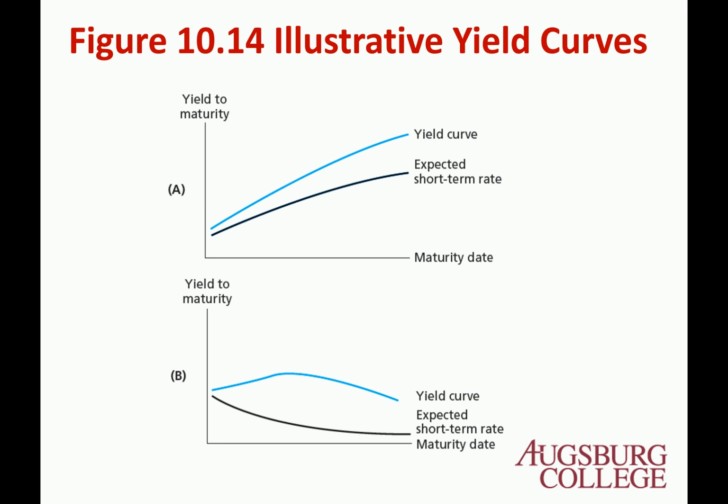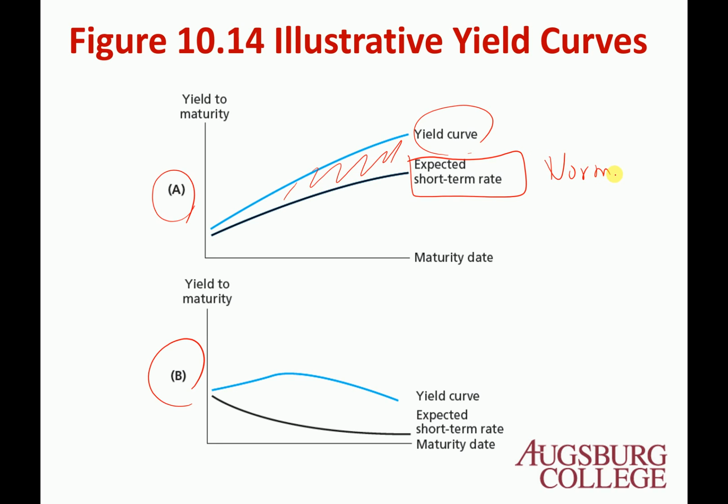Now let's see the yield curves, like yield curve A and B. Yield curve A is the normal one. So this is the expected short-term rate. Expected short-term rates are simply a good upward curve, and this is the normal yield curve. You have a liquidity premium here, right? So this is the normal case.